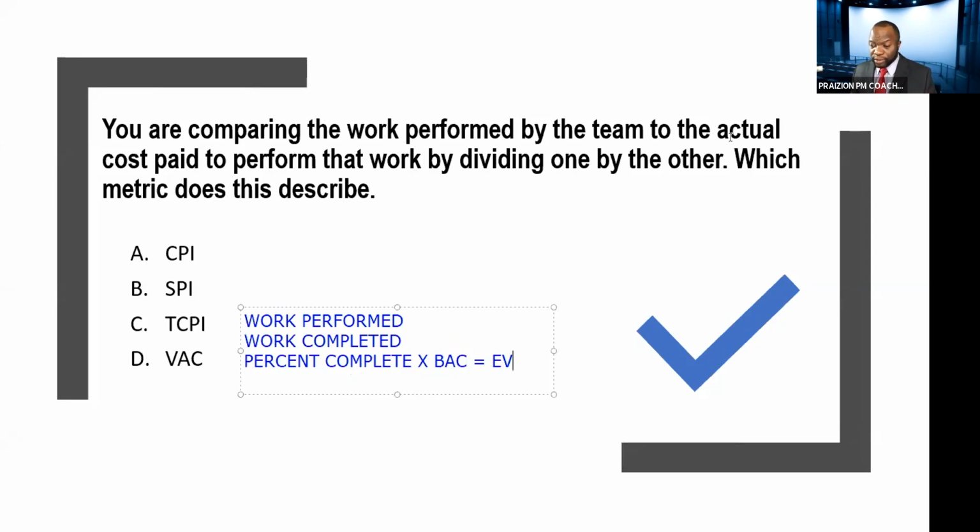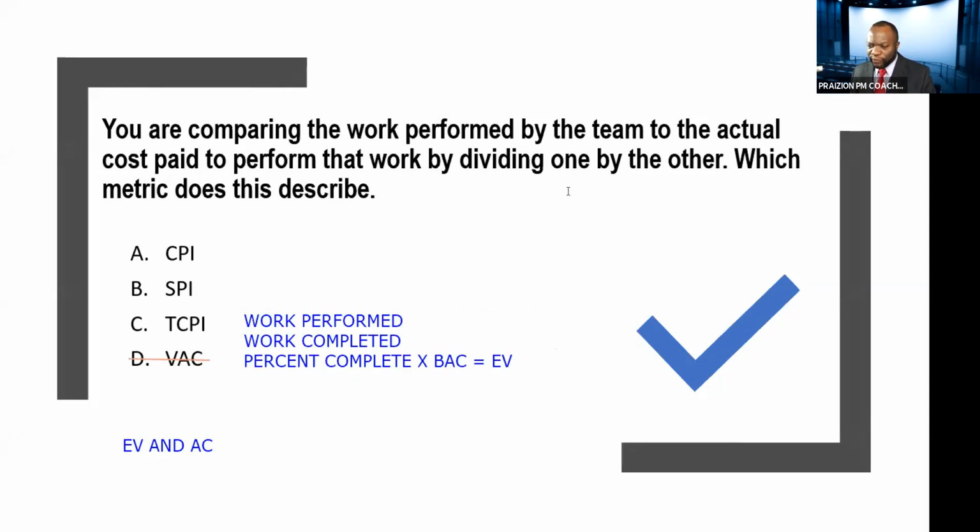So it says you are comparing the work performed by the team. Well, that's earned value to the actual cost. Oh, so I'm comparing earned value to actual cost. So earned value and actual cost. Okay. And it says you are comparing the work performed by the team to the actual cost paid to perform that work by dividing one by another. Now, it doesn't say you're dividing EV by AC or AC by EV, but those are the only two things in the equation. And the only formula here that contains both is not VAC, because what does VAC contain?